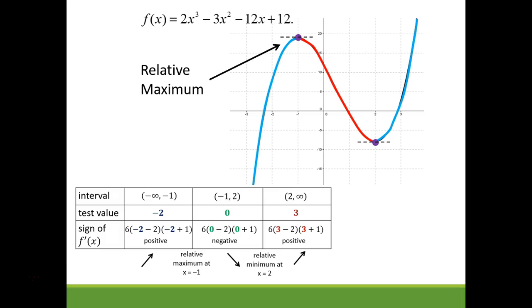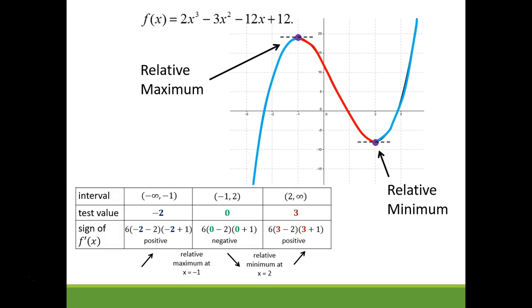So what we discovered for this graph was that we had a relative maximum that happened where x was -1 and a relative minimum that happened where x was 2. We called these relative maximum and minimum points because they were the largest and the smallest points in their little neighborhood. So right around that point, the relative maximum was the highest point and the relative minimum was the lowest point.